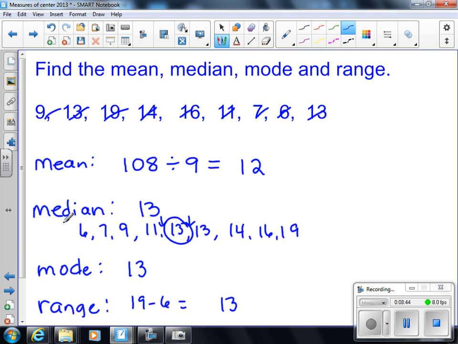Okay, so just be careful if you have an odd set of data, there will be one number right in the middle, which will be your median. But if you have an even set of pieces of data, then you'll have to find the average or the mean of your middle two numbers. Okay, now I think that concludes our lesson on measures of central tendency and range.